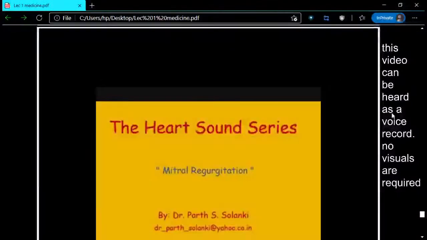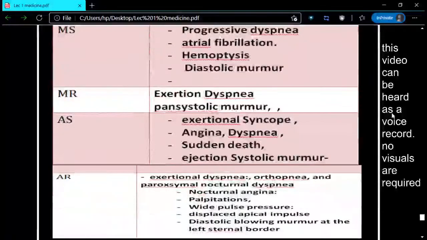On this, MR causes dyspnea, murmurs, but it doesn't cause hemoptysis or atrial fibrillation.